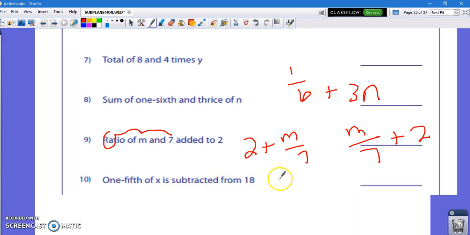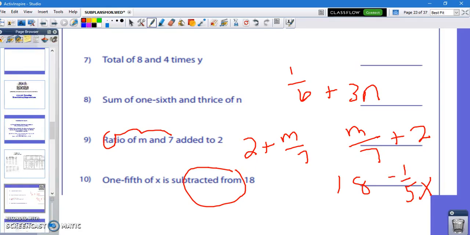1/5 of x is subtracted from 18. Subtracted from means the 1/5 of x is going to be on the end. And there you go.